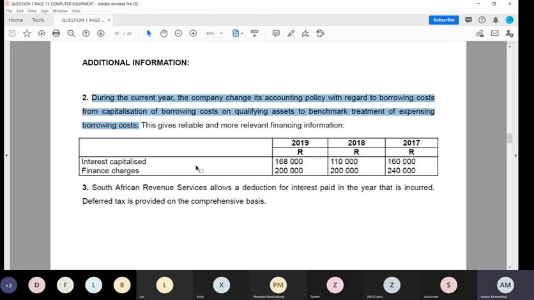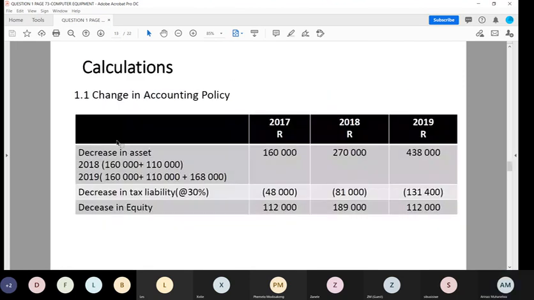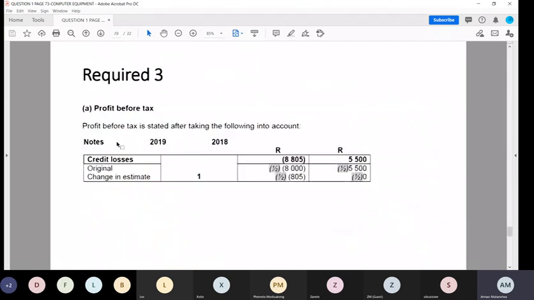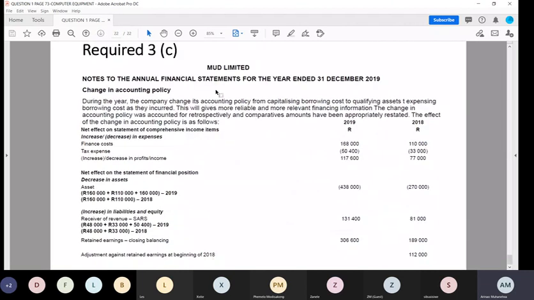Even when they say 5 minutes left or 2 minutes left, and you're starting with a note, you can go and write this and you still get some marks out of it. So coming back to the note, again, they say this will give more reliable and more relevant information. This information comes straight from the question itself. This one, you must know it by heart.